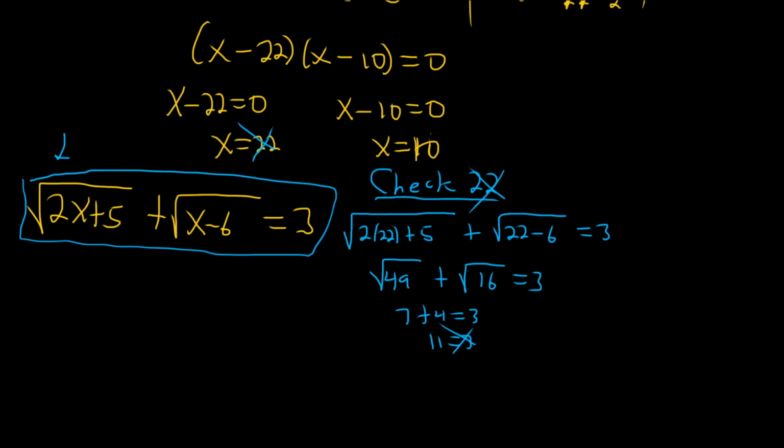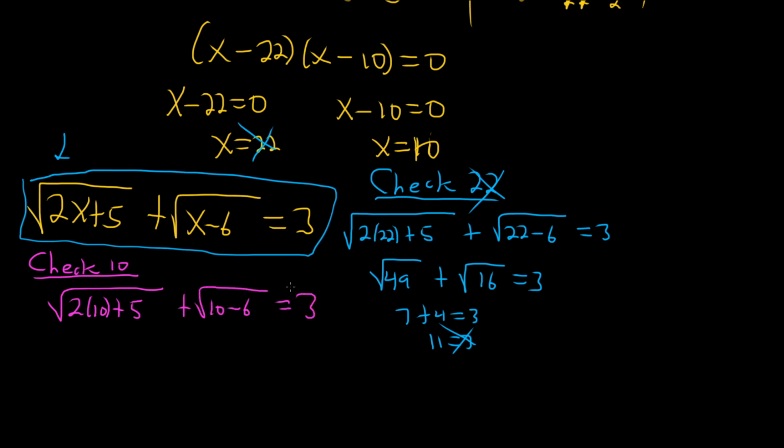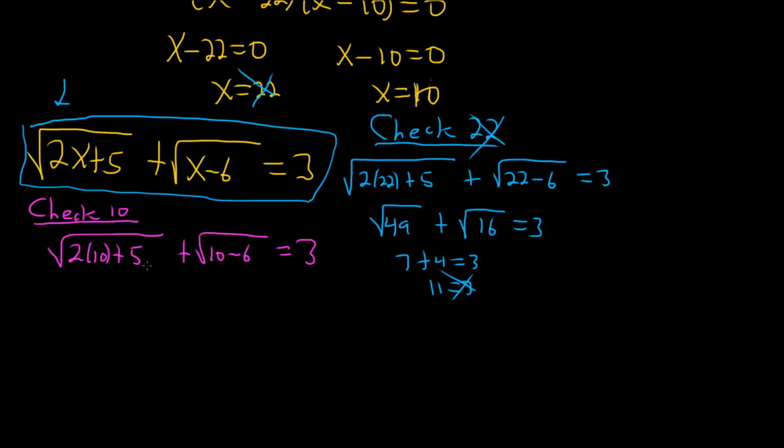Let's check 10. So plugging in 10 now. Square root of 2 times 10 plus 5, plus the square root of 10 minus 6. This is a long problem. When people learn this, this is typically one of the longest problems they do in whatever class they're taking. It's always like, oh wow, the 2 square roots, it's tough. 20 plus 5 is 25. And then 10 minus 6 is 4. That should be equal to 3.